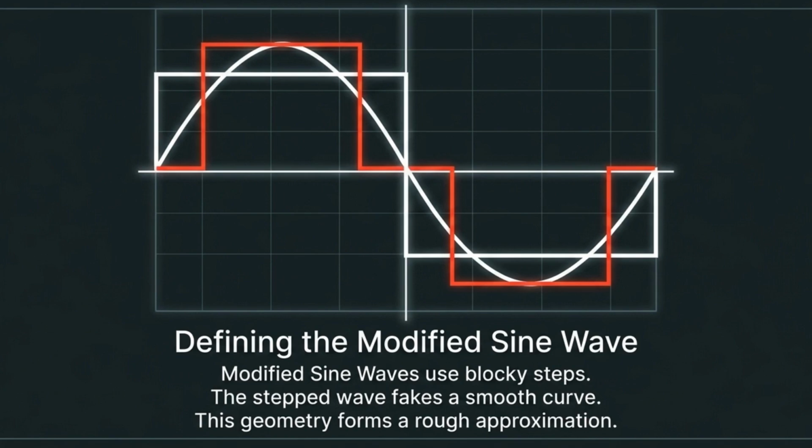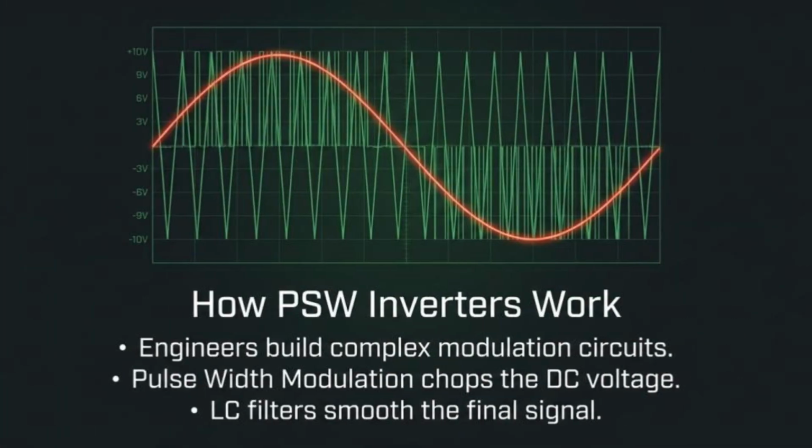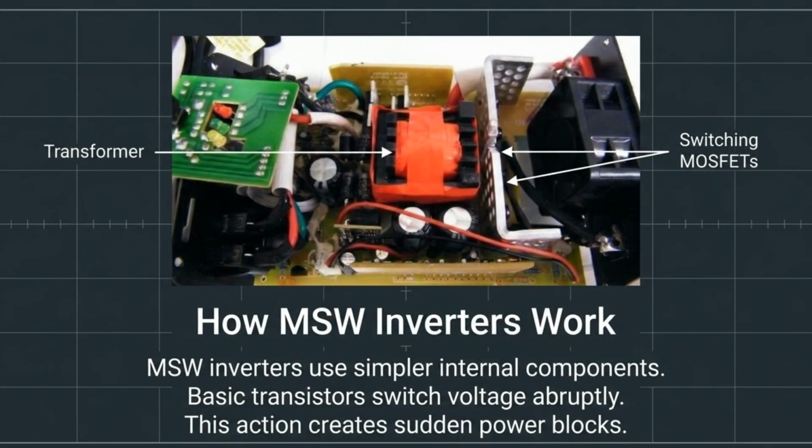This is a rough approximation of a smooth curve. While cheaper to produce, this geometry is far from the ideal, clean power your devices expect. Pure sine wave inverters use complex modulation circuits. They employ pulse width modulation to chop DC voltage, then use filters to smooth out the final signal into a near-perfect wave. Modified sine wave inverters are built with simpler components. Their transistors switch voltage abruptly, creating sudden, jagged blocks of power rather than a continuous flow.